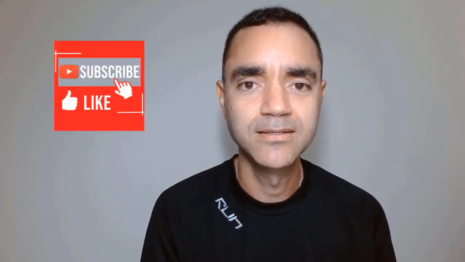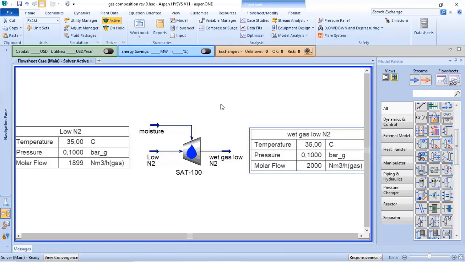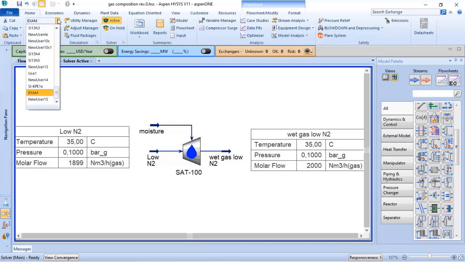Let's see on Aspen Hysys how you can set different or tailor-made systems of units, so that you don't miss anything between the requirements of the customer and what you must develop in terms of plant design. Just to remind you, Aspen Hysys has some standard systems of units.